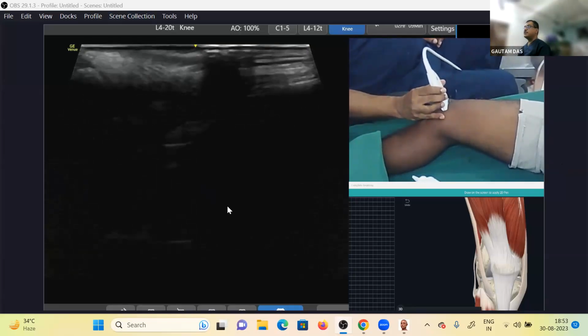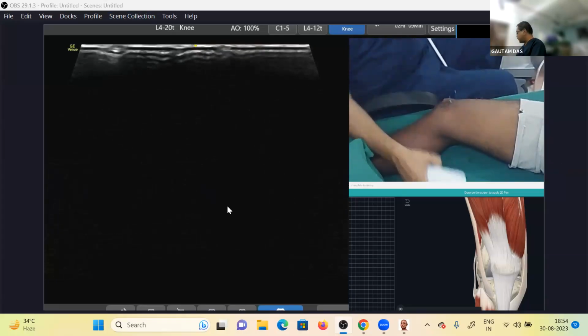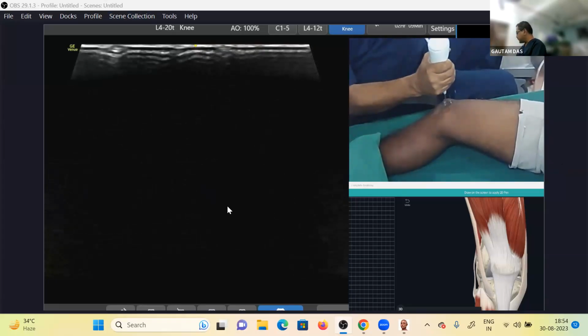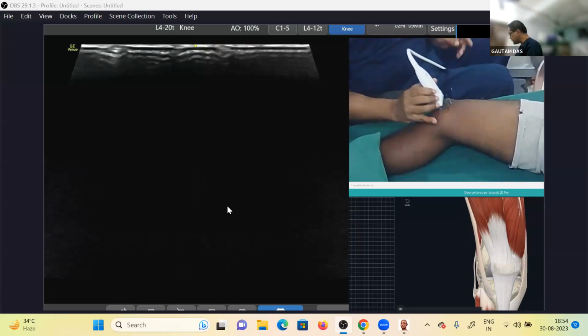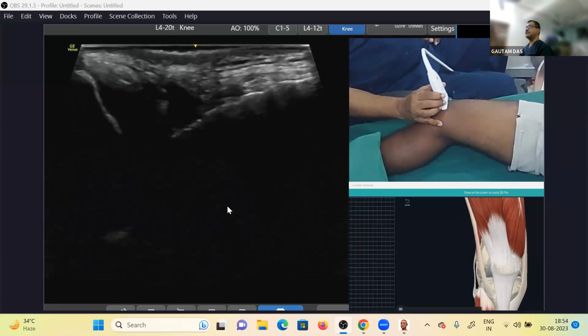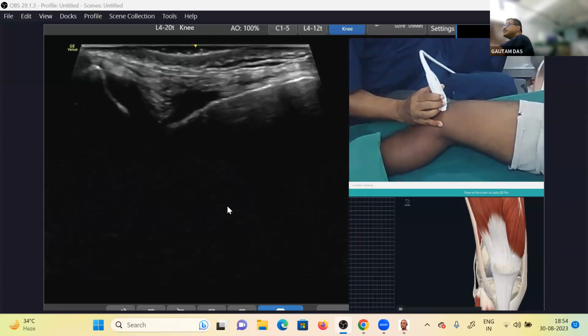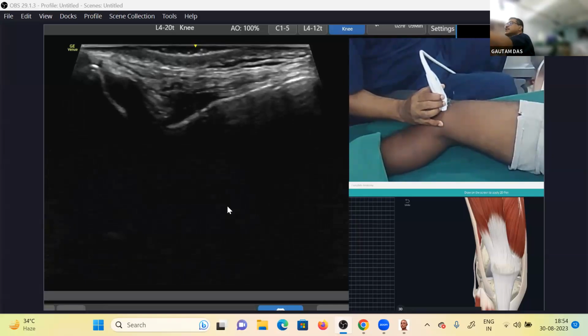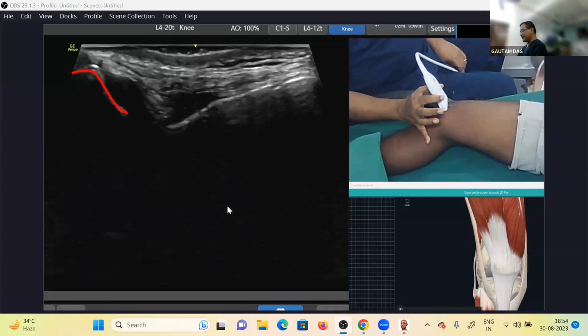Okay, so let me put a lot of gel there. Otherwise, these are bony parts, less muscles. So now if I'm holding the probe like this, first you see what you can see here. What you can see, this is your... what? This is the lateral side. That is your tail.